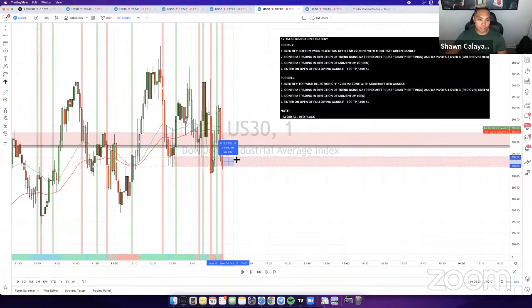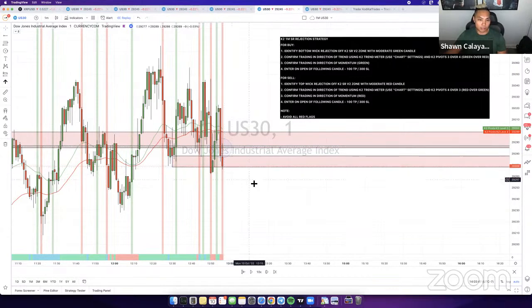As long as the body of the candle is bigger than the bottom wick, then that would be considered moderate. So right here, you can see the body is about 80 pips, while the wick on the bottom is only 30 pips. So it's bigger than it. It's pretty clear there, no questions asked. It's pretty straightforward. That's going to confirm that it's a moderate red candle.